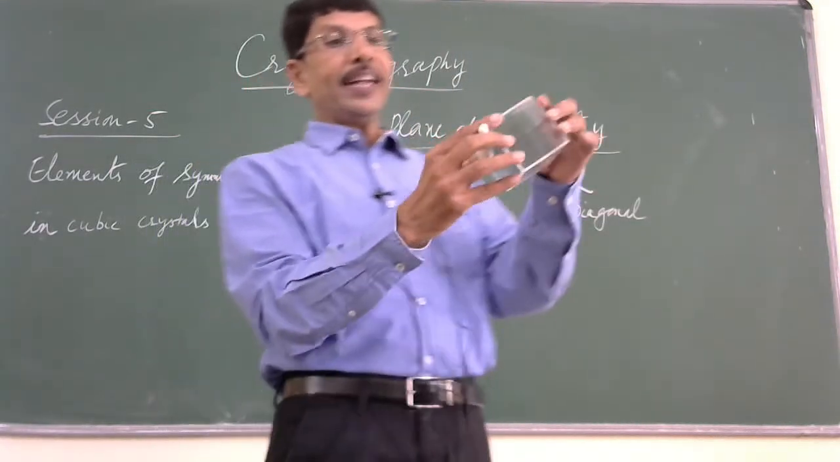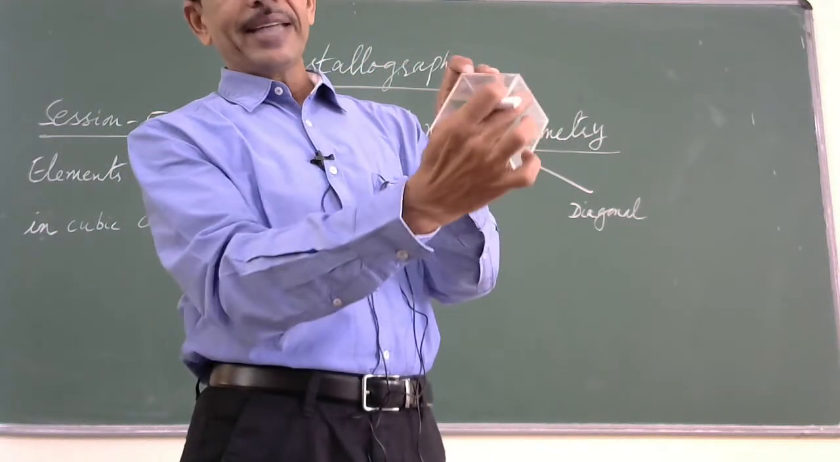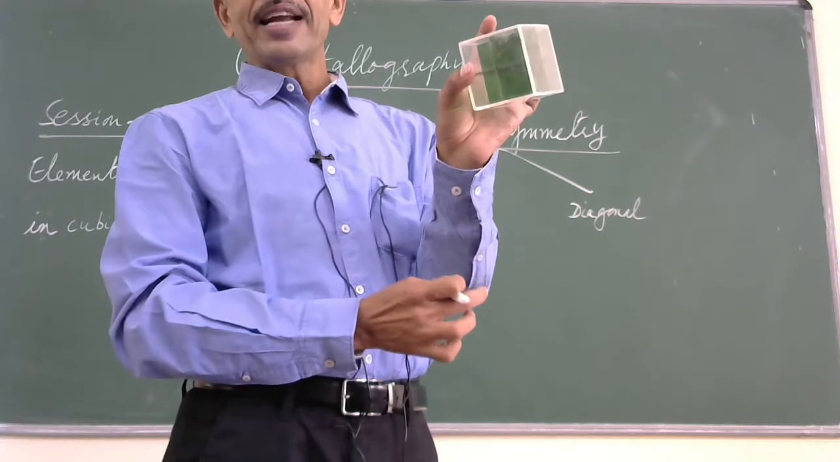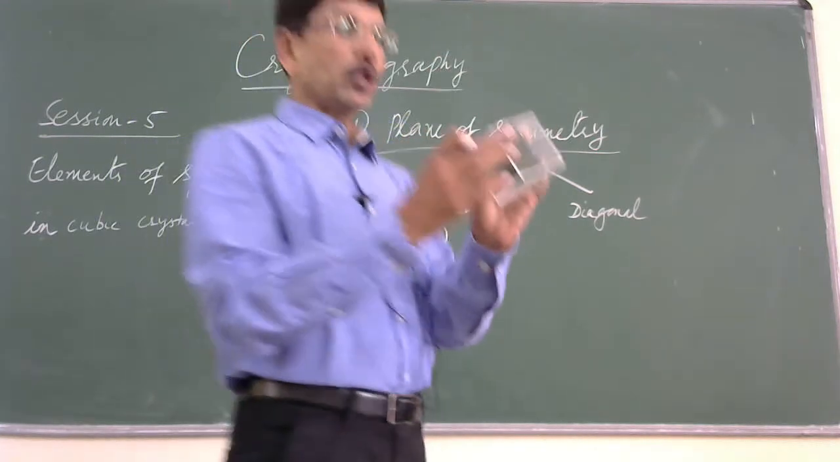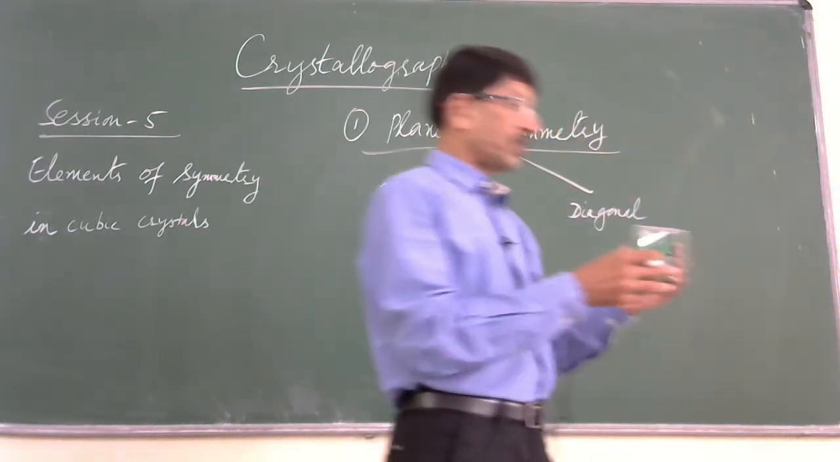And these 3 rectangular planes are shown. This is one rectangular plane, this is another rectangular plane, and this is the other rectangular plane of symmetry. Right, so there are totally 3 rectangular planes of symmetry in a cubic crystal.